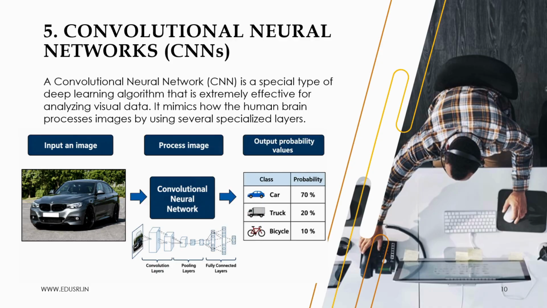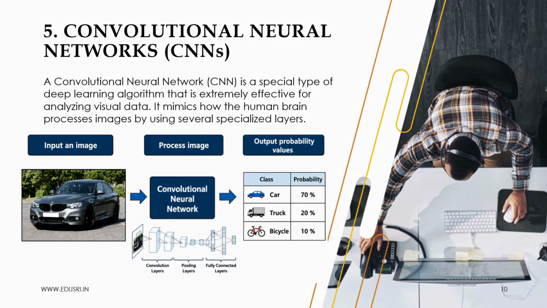Next, the information passes through the pooling layers. Pooling helps reduce the size of the information while retaining the most important features. Finally, the information is passed through the fully connected layers. These layers use the extracted features to make a prediction about what is present in the image. The output is usually represented using probability values for different classes.